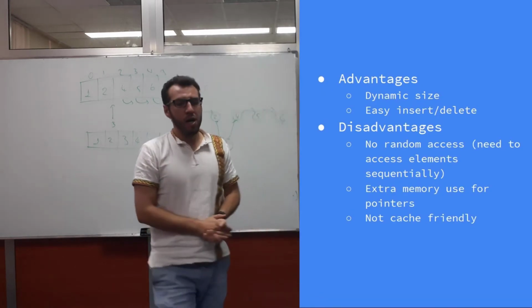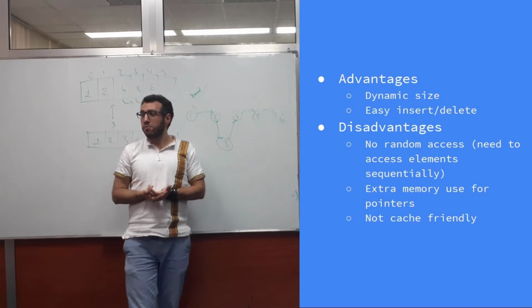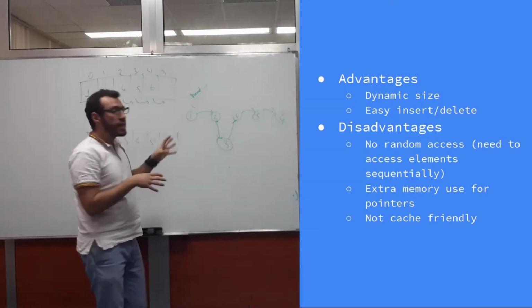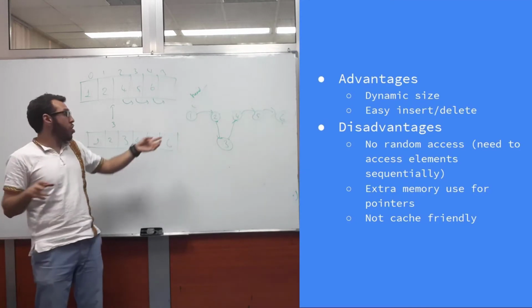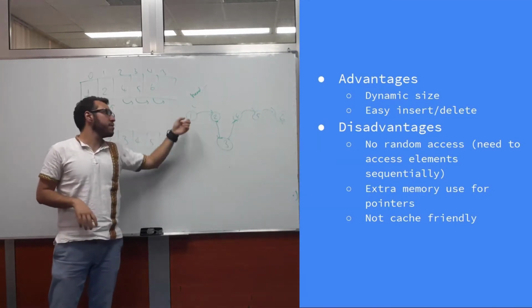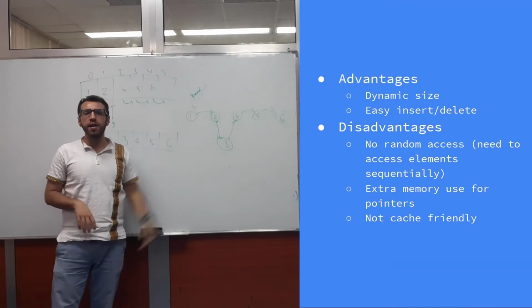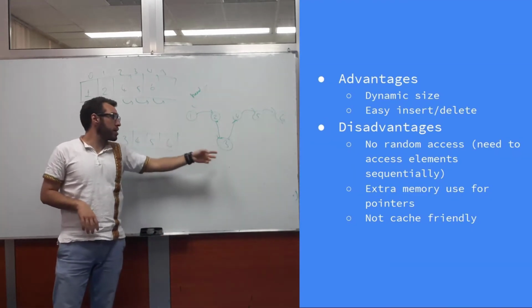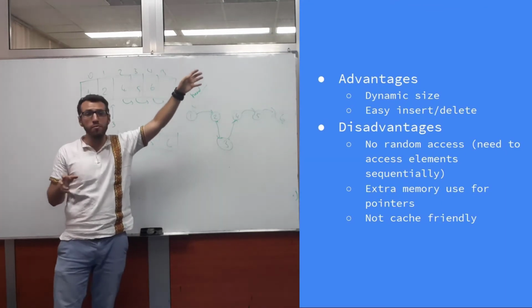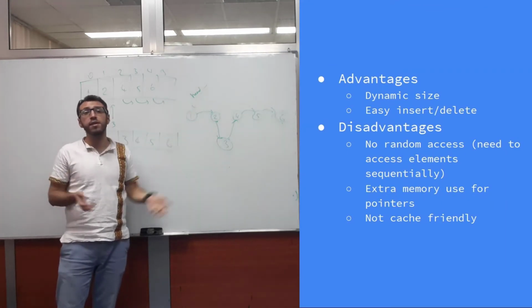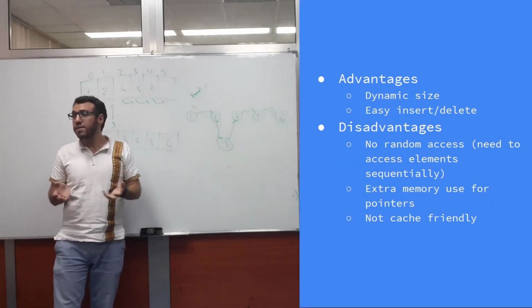And lastly, they are not cache friendly. The reason is, the elements of the linked list are not kept consecutively in memory, right? If you want to reach the second element after the first one, there is no guarantee that it's going to be in the cache. If you want to reach the third element after the second one, this can be at a completely other end of the memory. So not necessarily it's going to be in the cache. That's why it is not cache friendly.